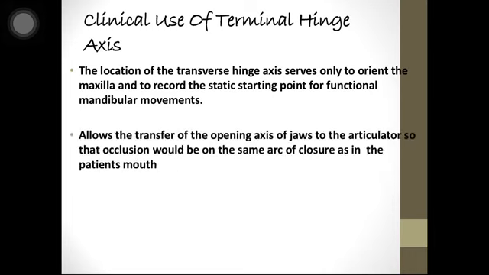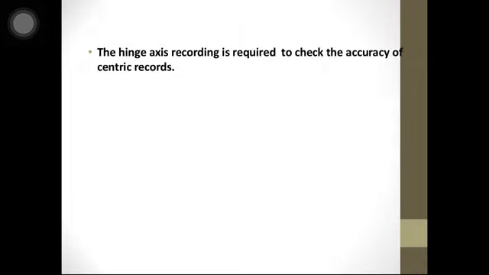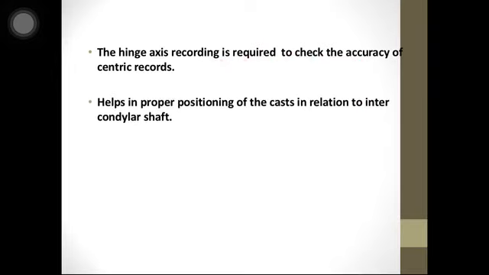It also allows the transfer of the opening axis of jaws to the articulator so that occlusion would be on the same arc of closure as in the patient's mouth. The hinge axis recording is required to check the accuracy of centric records, and also it helps in proper positioning of the cast in relation to intercondylar shaft.